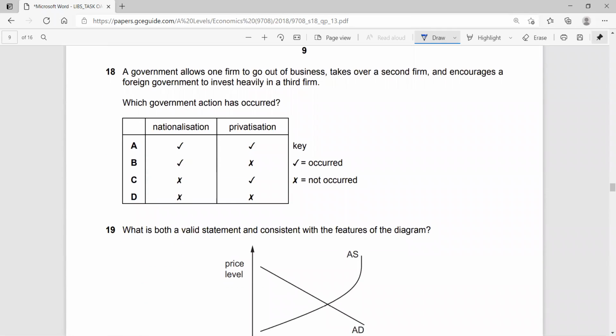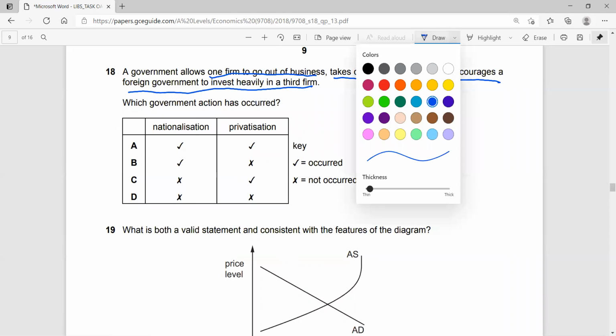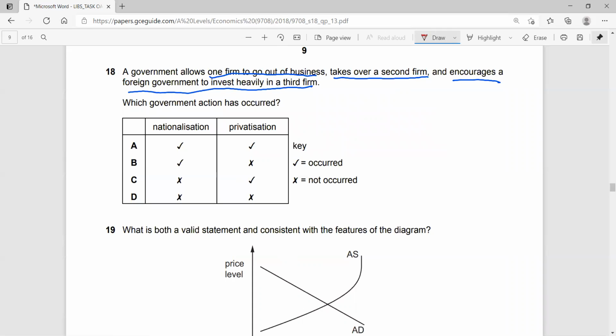A government allows one firm to go out of business. All right, quite weird of them. Takes over another firm and encourages a foreign government to invest heavily in a third firm. This government's really, really wild. Something we can all relate to, unfortunately. Anyhow, what government action has occurred?